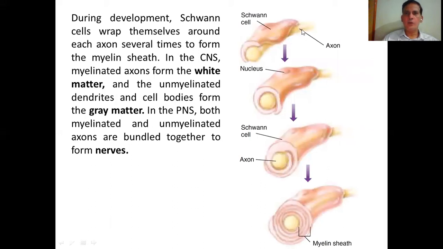Usually onto the axon, the Schwann cells wrap themselves around the axon in multiple layers. They are usually in several layers to form the myelin sheath. So in the central nervous system, myelinated axons form the white matter, and the unmyelinated dendrites and the cell bodies form the gray matter. In the peripheral nervous system, both myelinated and unmyelinated axons are bundled together to form nerves.